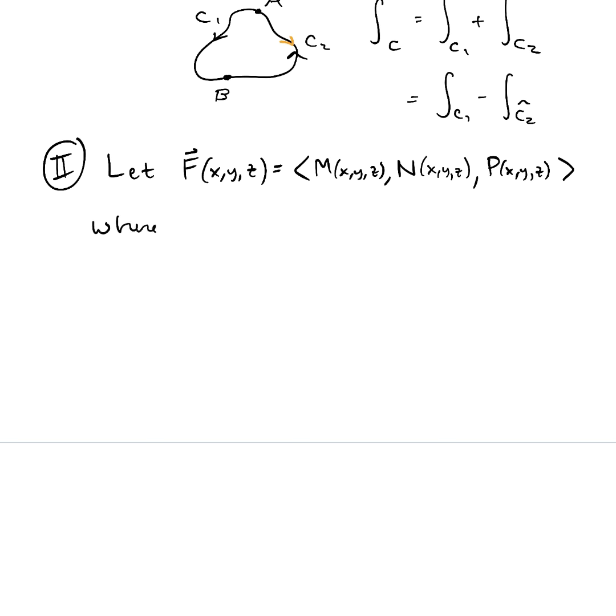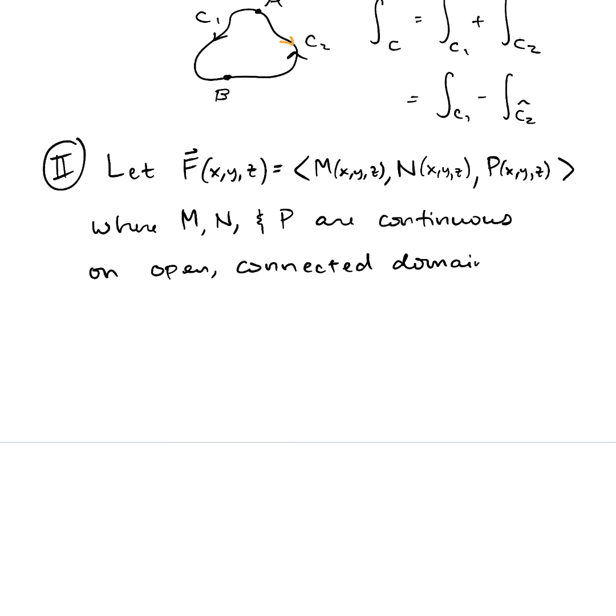where the ingredients in each component, the M function, the N function, and the P function are continuous on the open, connected domain D. Okay, so suppose that's all the case. You have this 3D vector field. The components are continuous on an open connected domain D.